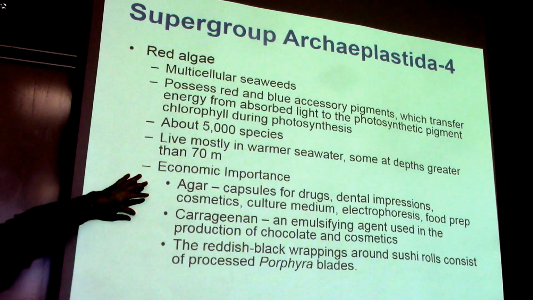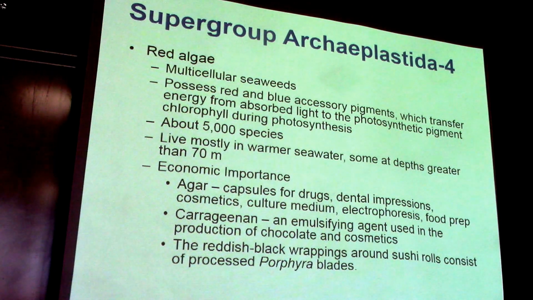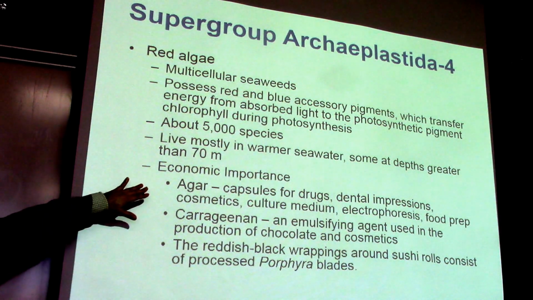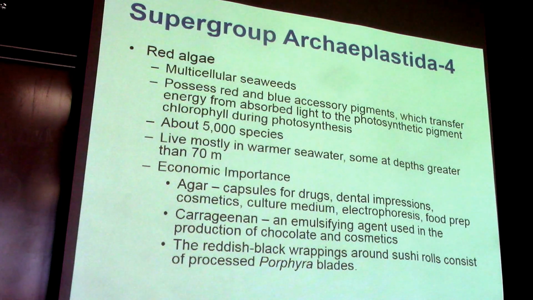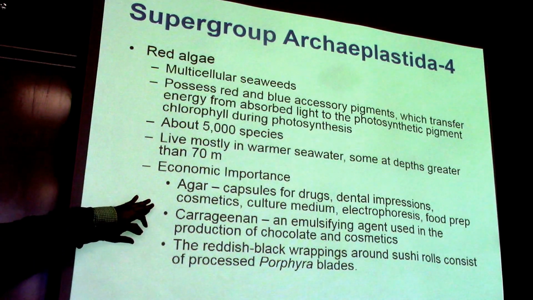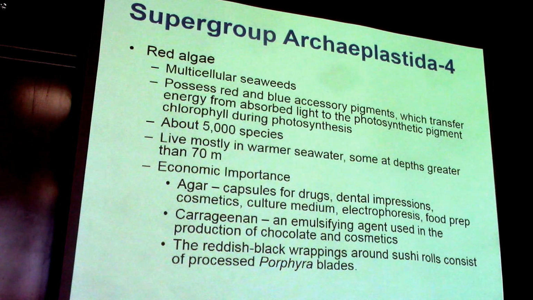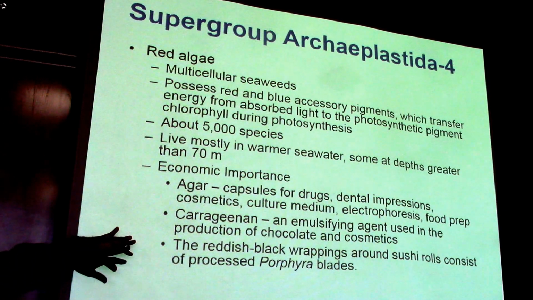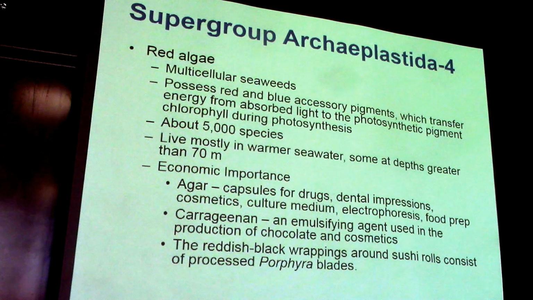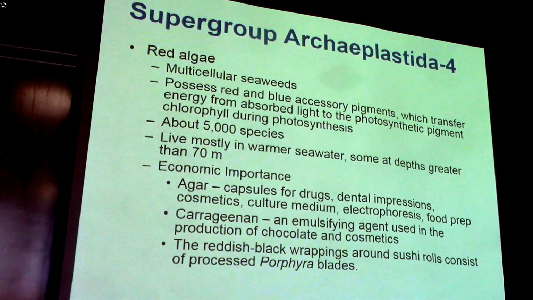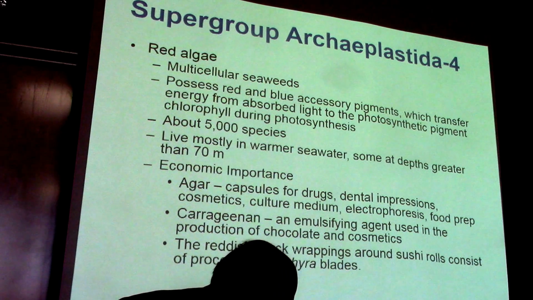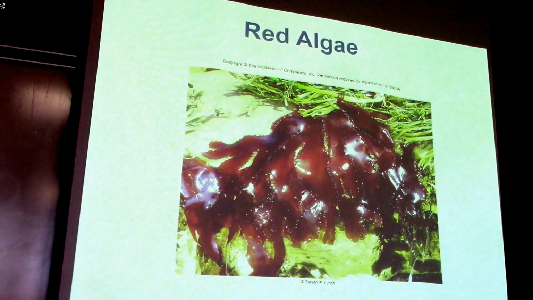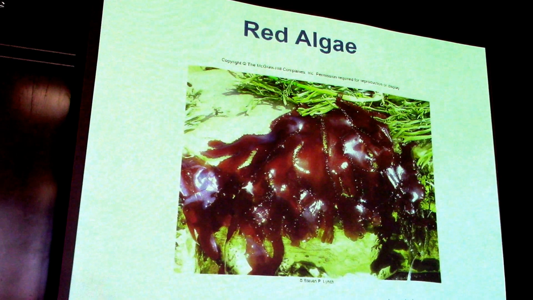Some of the things you are familiar with: carrageenan is one. It is an emulsifying agent which is used in some of the sweets. Agar is used in the pharmaceutical industry, in cosmetics, and also in the lab we use it quite a bit. When we grow bacteria, agar is the one that is used for that purpose. So it comes from some of the members of this family. Then some of you probably like it because it is used in some types of sushi, which is a little bit expensive. This is one of the members, red algae, that looks really red.